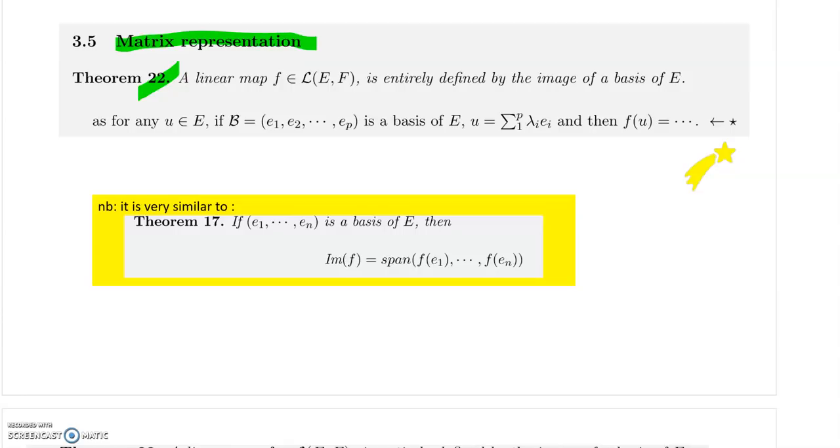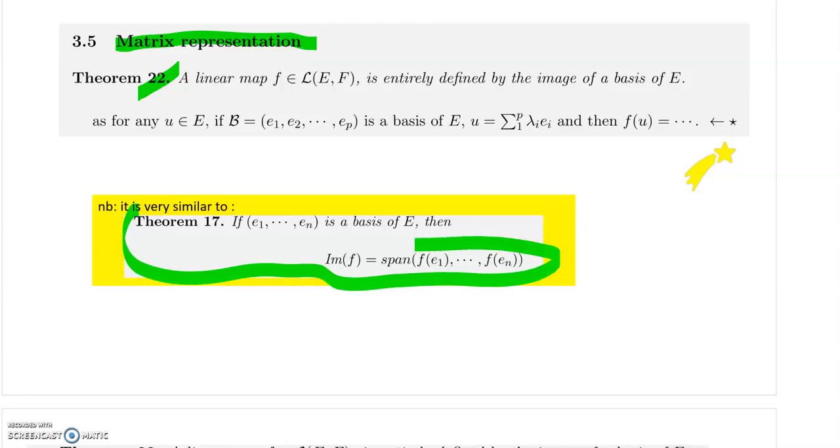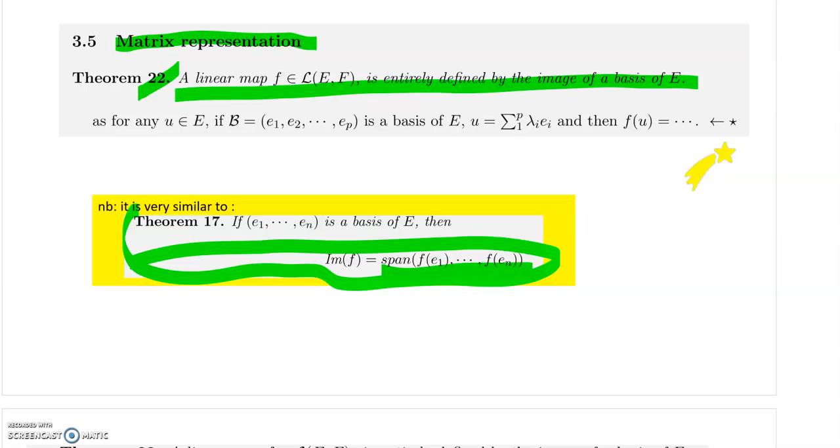As we see, it's very similar to the theorem that if you've got a basis of E, then the image of a linear map that is acting on E is going to be spanned by the image of the basis vectors. Okay, so it's very, very similar. So try to prove this theorem. The map is entirely defined by the image of the basis of A. So you've got a hint to help you, okay?